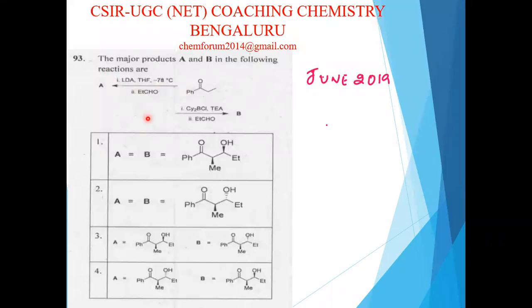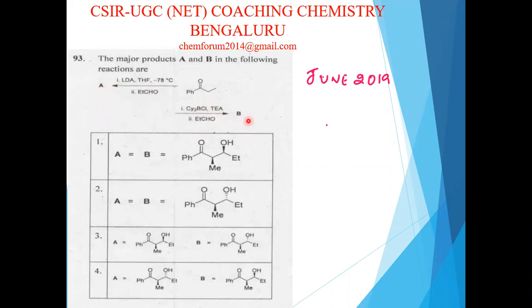This question was asked in the CSIR June 2019 exam. The question reads like this: the major products A and B in the following reactions are, and this is the reactant molecule. Under this set of conditions, it gives product A, and under this set of conditions, it gives product B.